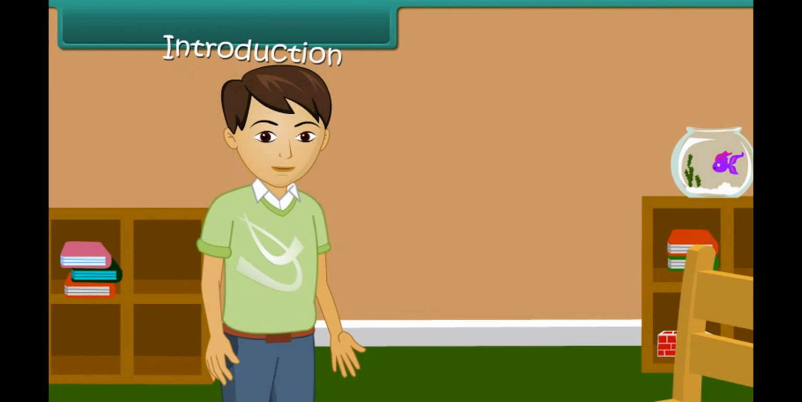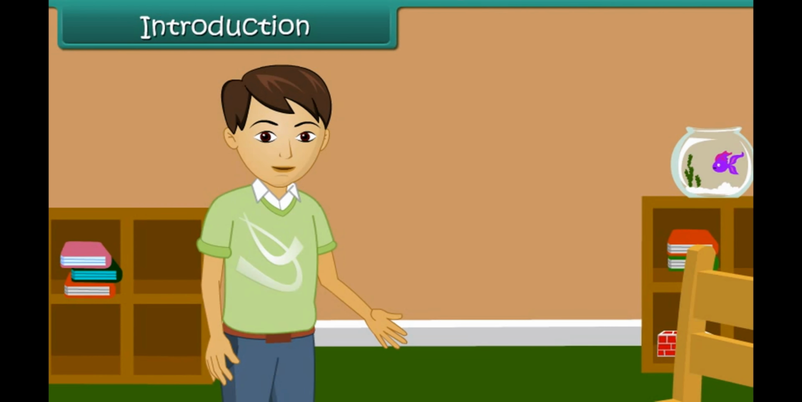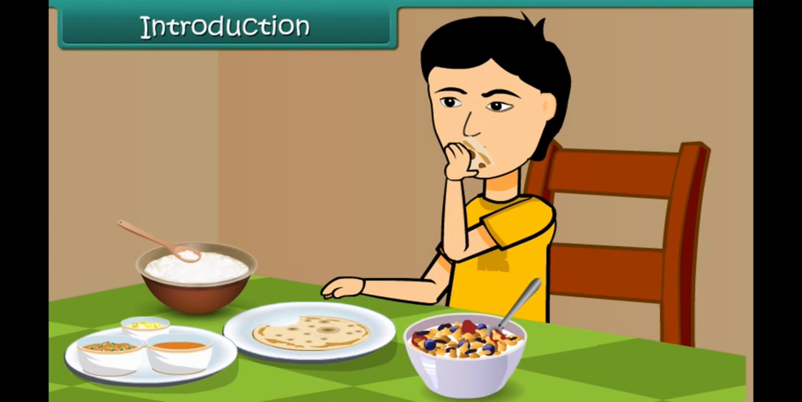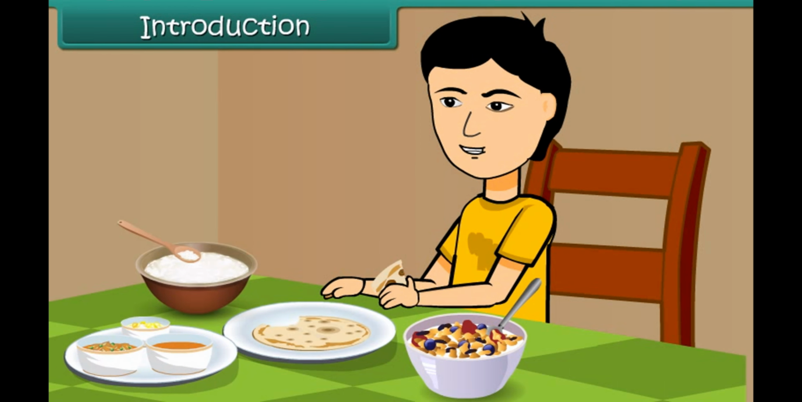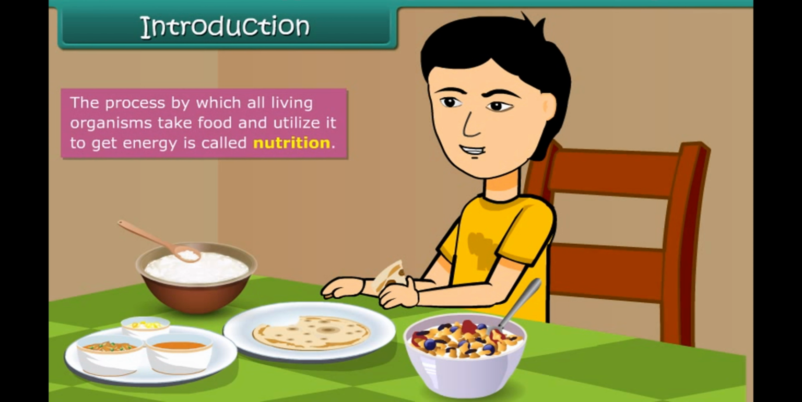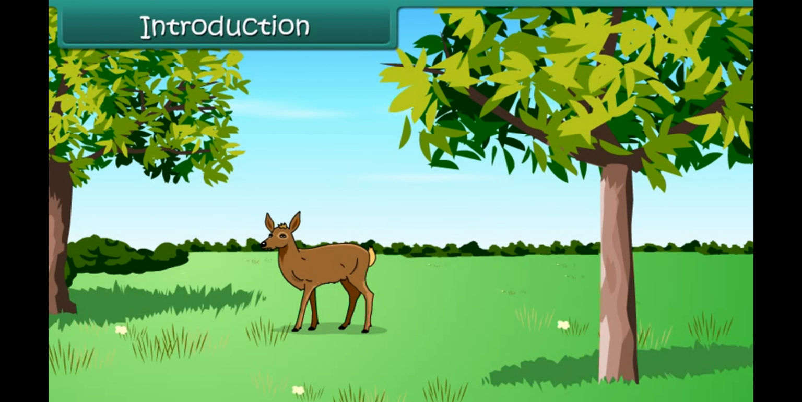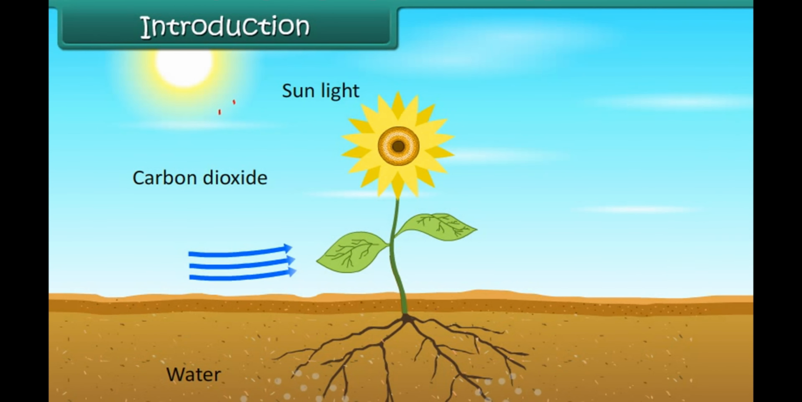Introduction. Friends, as we all know that we need energy for performing various daily activities. We get this energy from the food that we eat. So we can say that nutrition is a process by which all living organisms take food and utilize it to get energy. Both animals and plants are living organisms. Like animals, plants also require energy for their life activity. Thus, nutrition is an important life process of all living organisms.